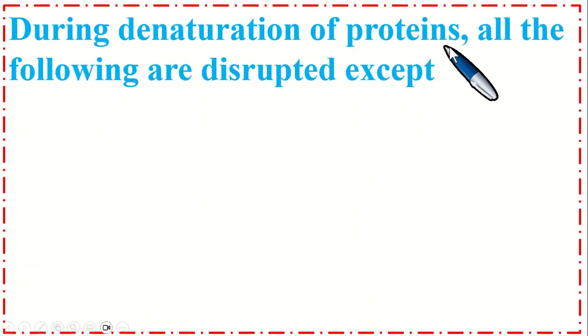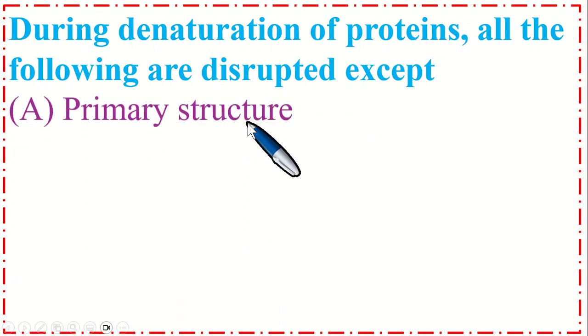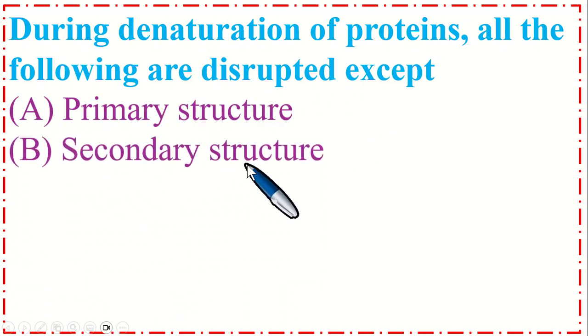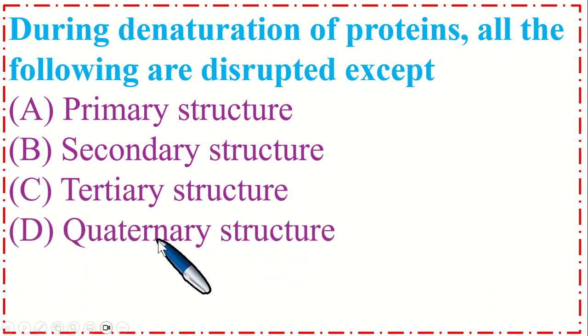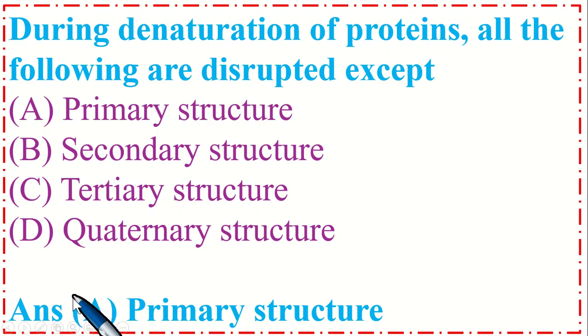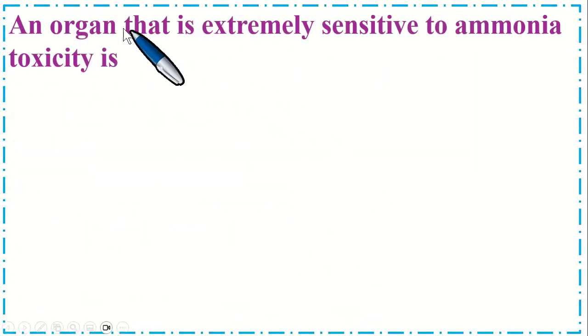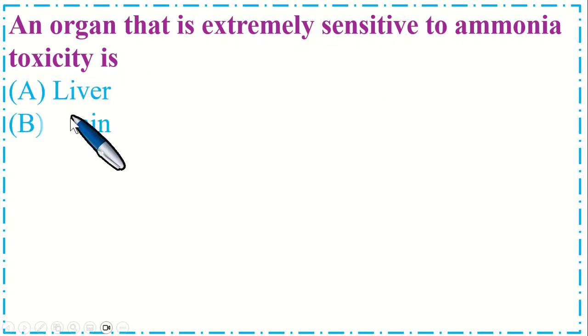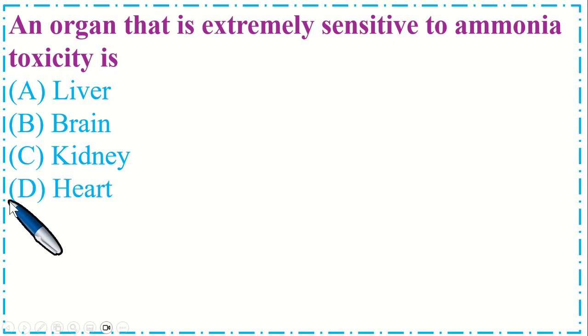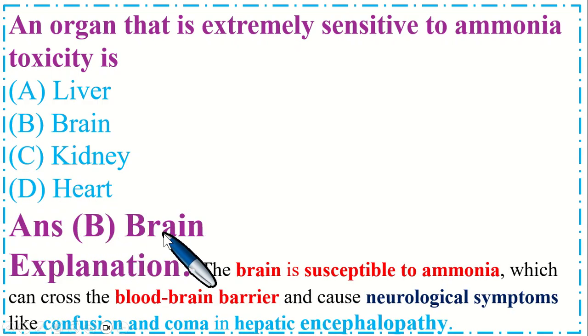During denaturation of proteins, all of the following are disrupted except option A primary structure, B secondary structure, C tertiary structure, and option D quaternary structure. So the correct option is A primary structure. An organ that is extremely sensitive to ammonia toxicity is option A liver, B brain, C kidneys, and option D heart. So the correct option is B brain. The brain is susceptible to ammonia, which can cross the blood-brain barrier and cause neurological symptoms like confusion and coma, and hepatic encephalopathy.